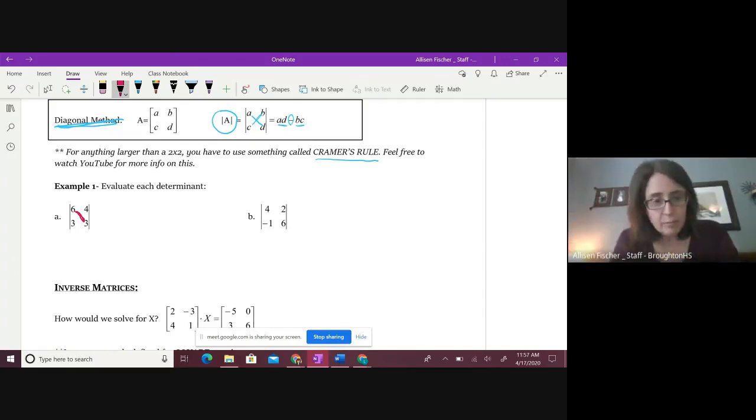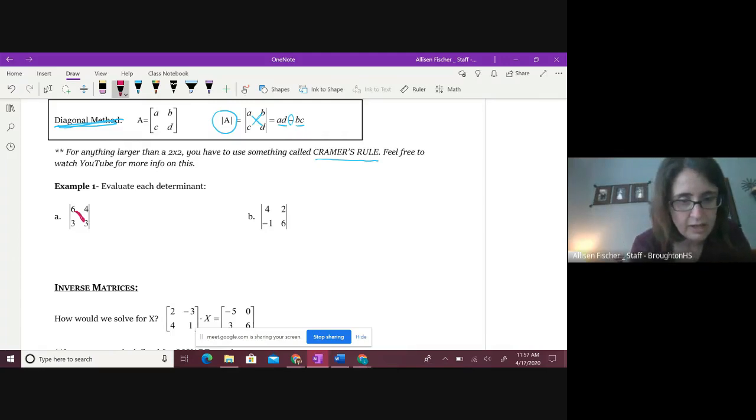So in example 1, when it says evaluate each determinant for part A, all you need to do is multiply your main diagonal, so 6 times 3, and then subtract the minor diagonal, so 3 times 4. So you're going to get 18 minus 12 for a grand total of 6.